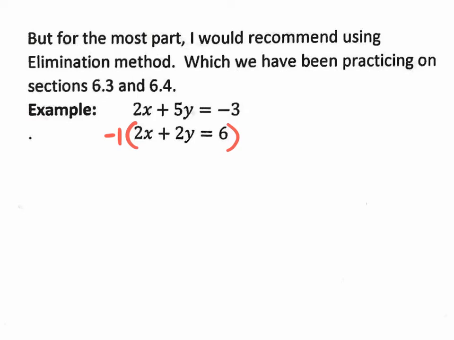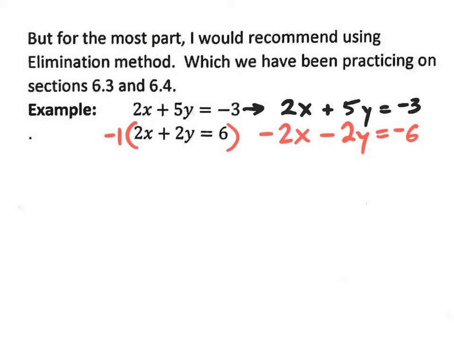Let's multiply everything on the bottom by negative 1, and we're going to get the new equation. Negative 1 times 2x is negative 2x. Negative 1 times positive 2y is negative 2y. Negative 1 times 6 is negative 6. All I did was distribute the negative 1 to each and every term. It has to be to all terms in the equation. Now the top equation, we're not going to do anything to it. We're just going to rewrite it.